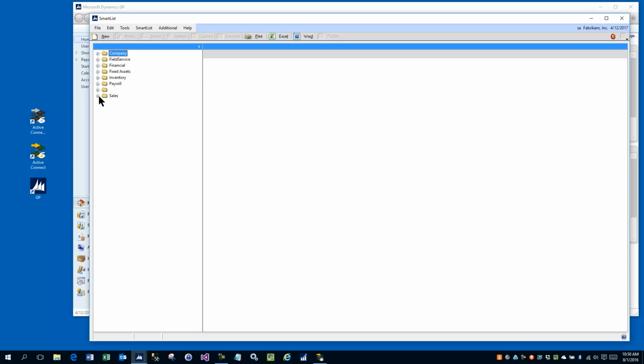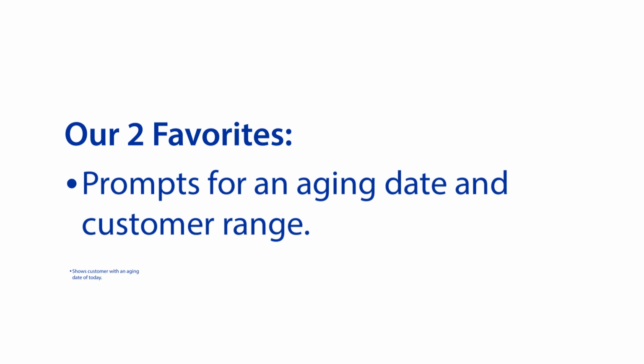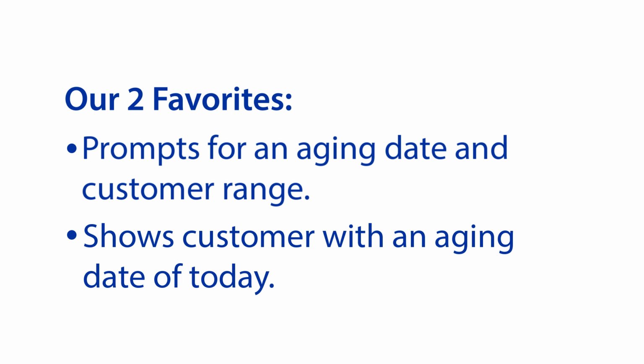Let's look at a historical AR trial balance that was created with SmartList Designer. Our SmartList, called AR Historical Aging, has been created using SQL stored procedures to gather most of its data. It is also acquiring collection notes from Excel. Under this SmartList, we have two favorites, one that prompts for an aging date and customer range, and one that shows all customers with an aging date of today.